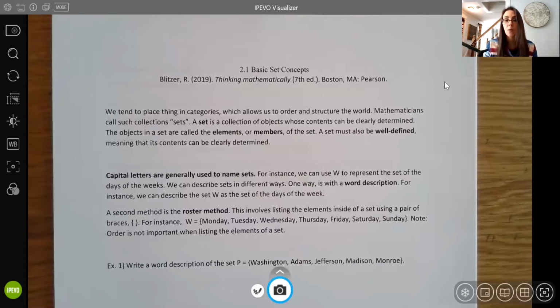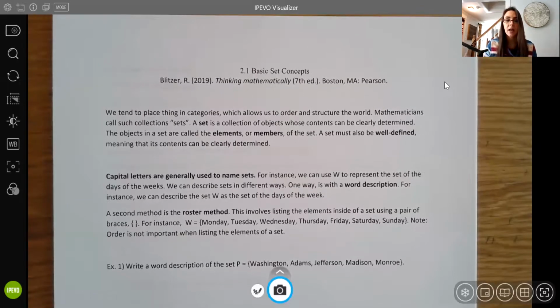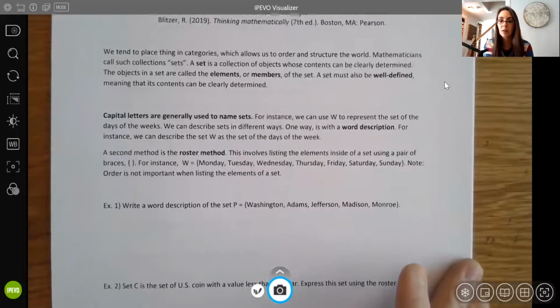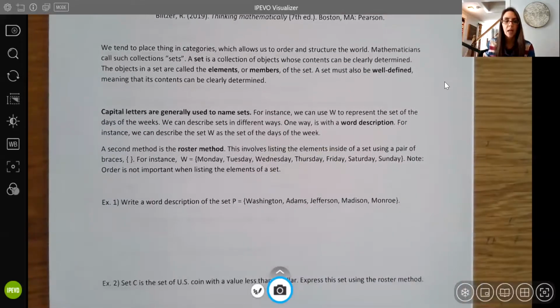Like I said, a set must be well defined, meaning that its contents can be clearly determined. So we clearly understand what is in a set or is not in a set. And we're going to look at some examples, so I think this will make a little bit more sense. Now, when we name sets, we typically use a single capital letter. For instance, we can use the capital letter W to represent the set of days of the week.